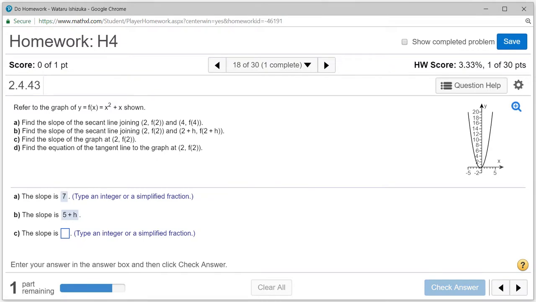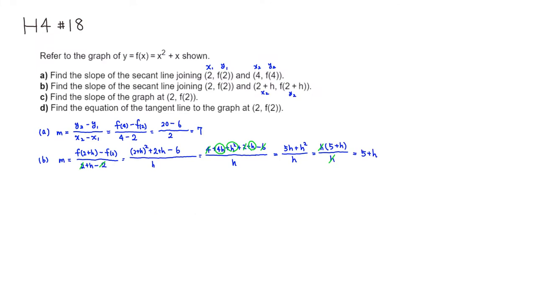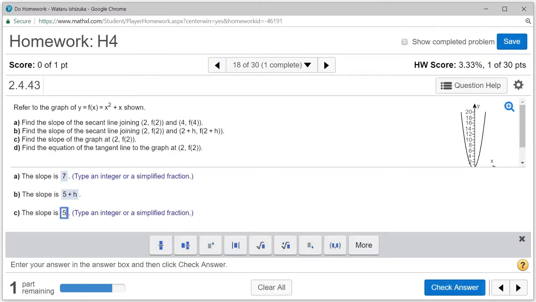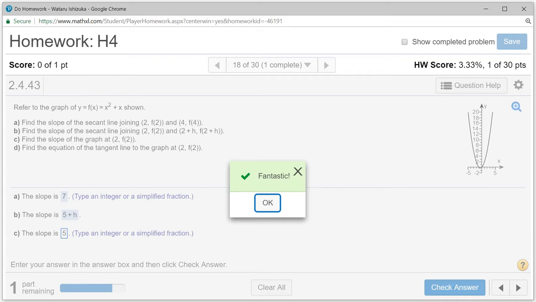And the slope of the graph at 2 comma f of 2. We can take the answer from part B and take the limit as h approaches 0 of 5 plus h. You see that h is going to 0, so we get 5. So this is the slope of the graph, 5. Check the answer. We got that.